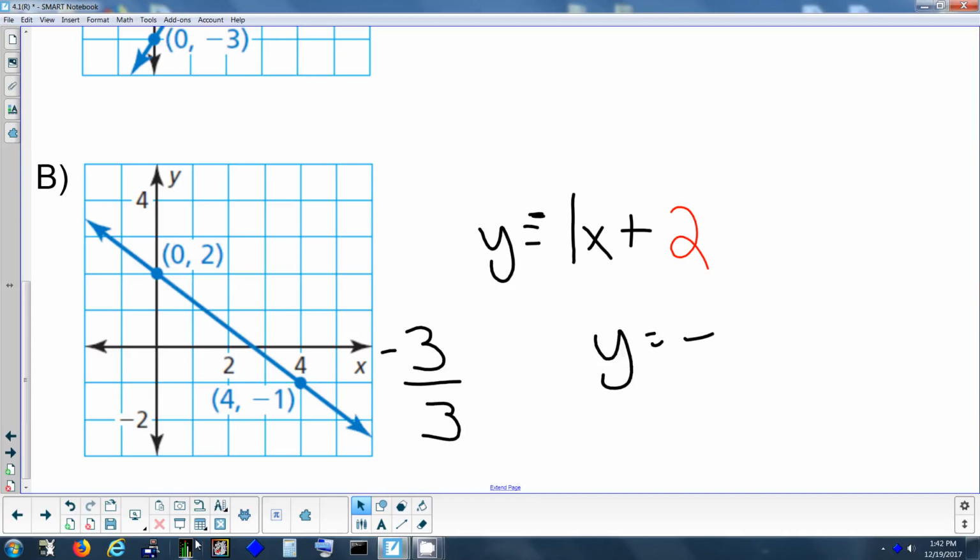Or it could be this way. Either way works. If you put negative 1x, that's fine. If you put negative x, that's fine too. They both mean the same thing. Everybody with me so far? So again, now we've written in slope-intercept form given the y-intercept and the slope. We've done it based on a graph.